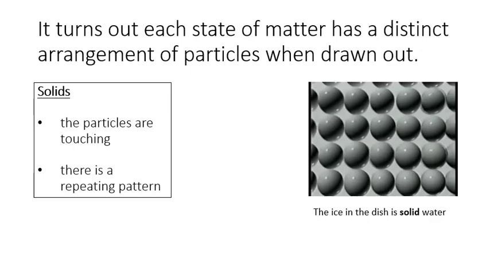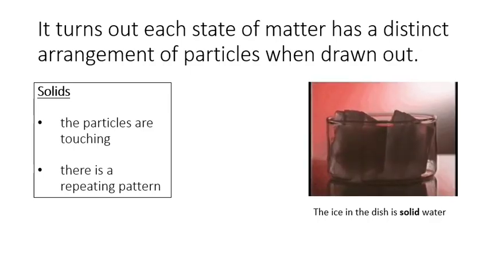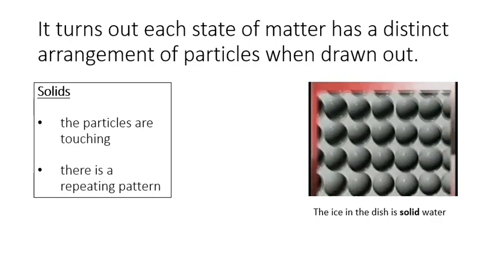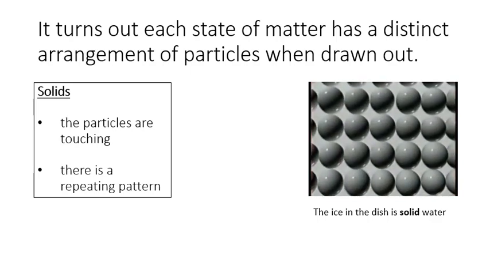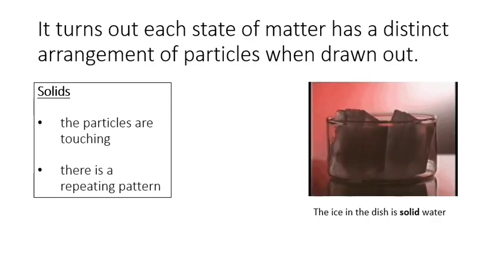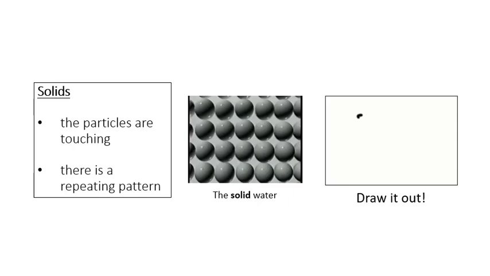The ice in this dish is solid water. So if you were to zoom in to this ice, you would see that its particles are arranged in rows. You'll notice the particles are touching and there is a repeating pattern. So just like before with the metal stuff, if I was asked to draw out solid water, I'm going to use blank circles as my symbol because they're my go-to, and I'm going to draw neat rows of atoms stacked on top of each other.